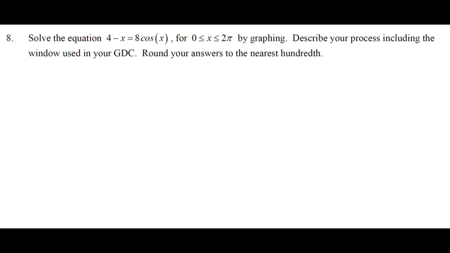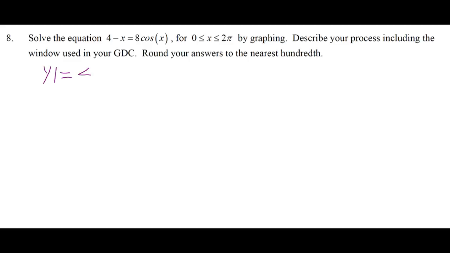Okay. Solve the equation 4 minus x is equal to 8 cos x for 0 to 2 pi by graphing. Describe your process, including the window used in your GDC, rounding x to the nearest hundredth. Okay, so what do you want to do? y1, y2, move it all to one side. Preferences?